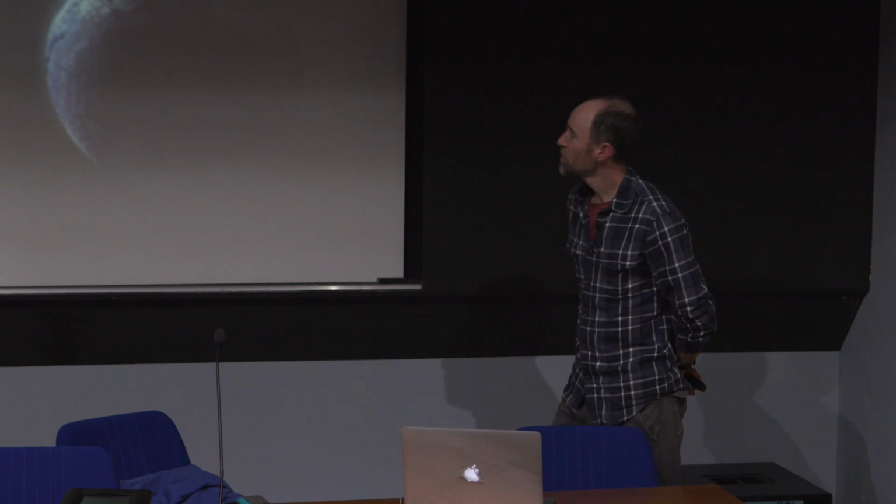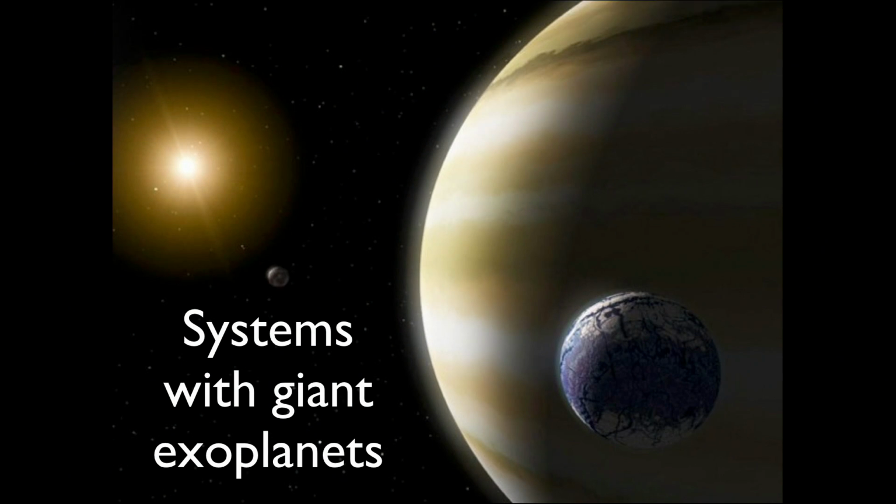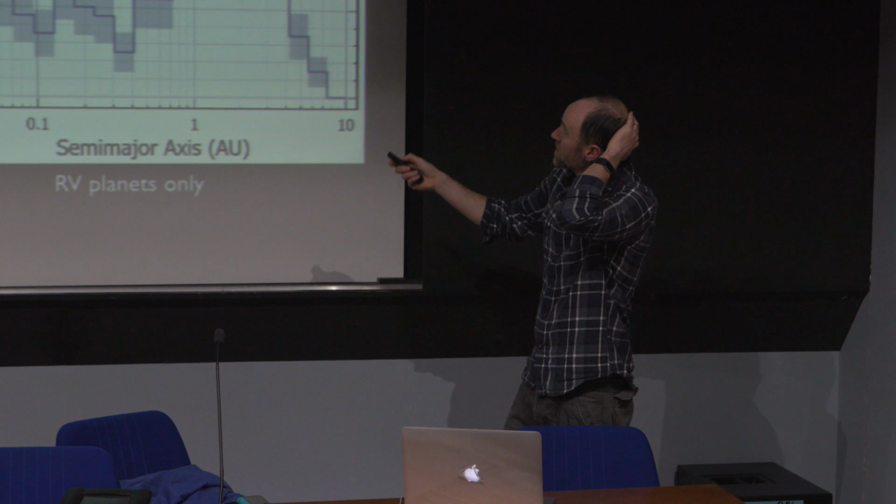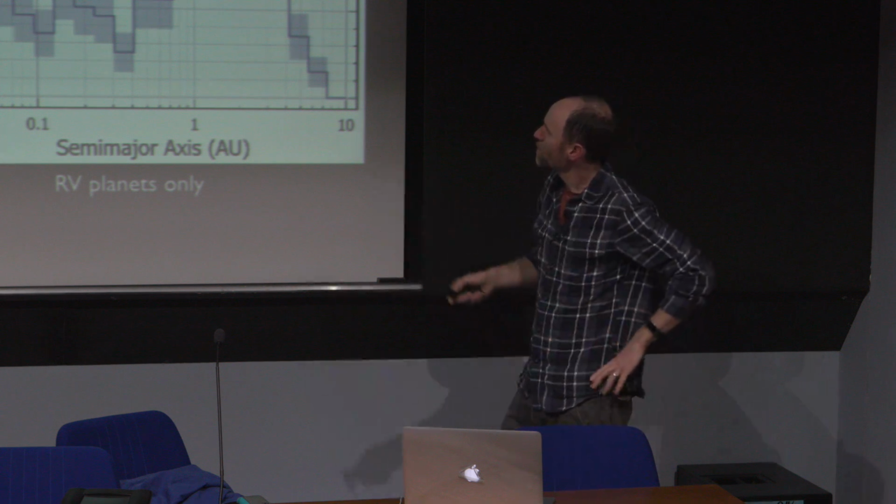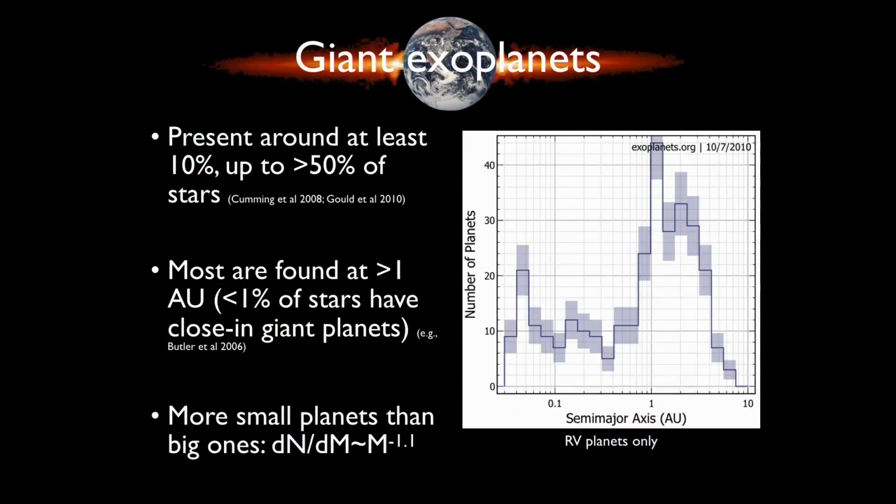So now we're going to look at systems with giant exoplanets. What do we know about those, and what can we learn and extrapolate about what they mean? So here's what we know. I don't think this is the number, I think this is actually the corrected occurrence rate as a function of distance.